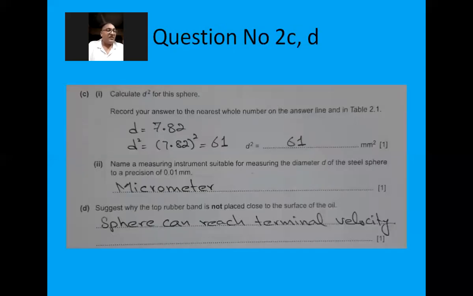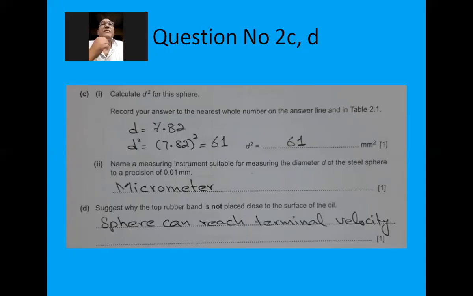The C part, part 1. He says calculate the d square for this sphere. Record your answer to the nearest whole number on the answer line and in the table 2.1. So the d value given at the start of the question is 7.82 millimeters. I will take the square on both sides. So d square will be equal to 7.82 square. That will be 61. So the d square value is 61 millimeters square. They have asked us to take this to the whole number. That's why I've written 61 only.